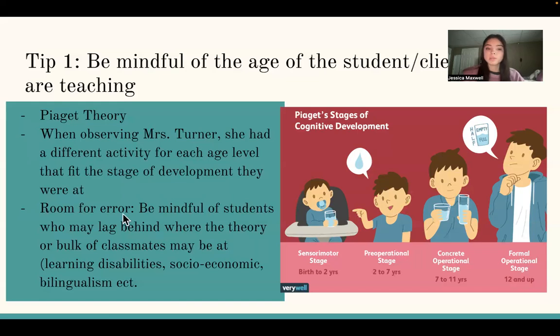So, for example, a kid with a learning disability that is age 2 to 7 may not have the skills down that are typically seen with their age group. Or someone who is bilingual, if Spanish is that kid's first language and English is their second, they may not be at the stage or skill level that Piaget's sequence would suggest, if that makes sense.